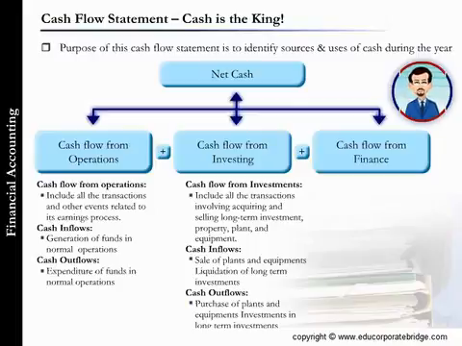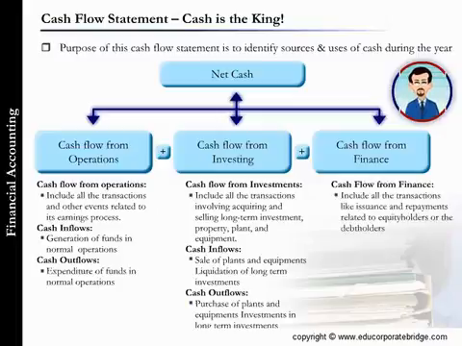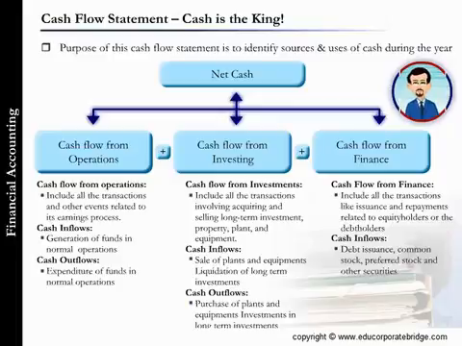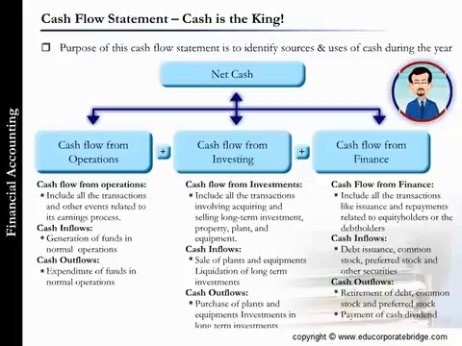Number 3. Cash flow from finance includes all the transactions like issuance and repayments related to equity holders or the debt holders. Cash inflows: debt issuance, common stock, preferred stock, and other securities. Cash outflows: retirement of debt, common stock, and preferred stock, and payment of cash dividend.